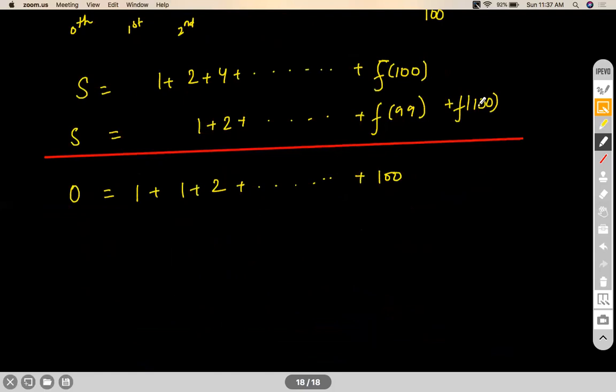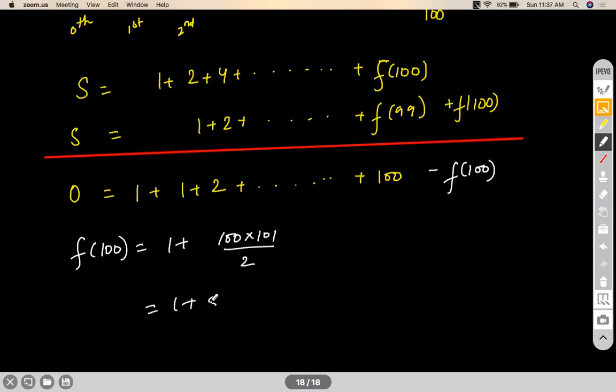And this finally is minus f of 100. So take it on the other side. So f of 100 will be 1 plus summation of 1 to 100, which is 100 into 101 by 2. So the answer is 1 plus 5050, which is 5051. Easy question, you should have got it.